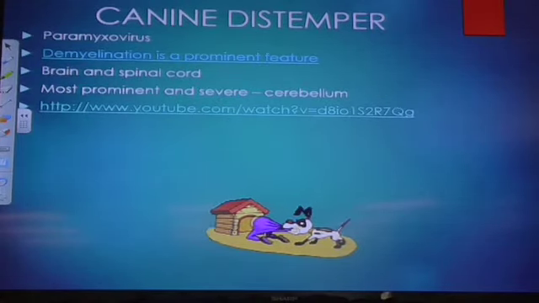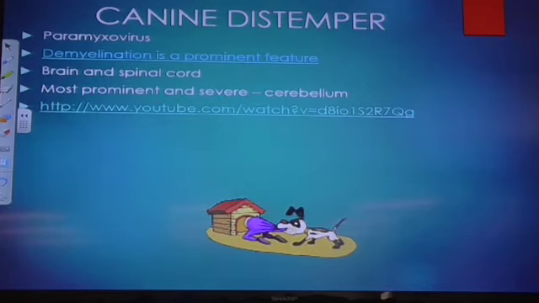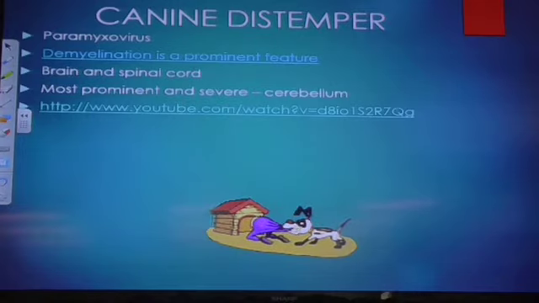One of the things that is very characteristic of canine distemper is the demyelination. When we first started talking about the CNS, we said some diseases cause loss of myelin, and this is one that is pretty significant when you look at it microscopically. It affects both the brain and spinal cord, but it's very severe in the cerebellum. So again, what clinical presentation do you expect to see in these animals?